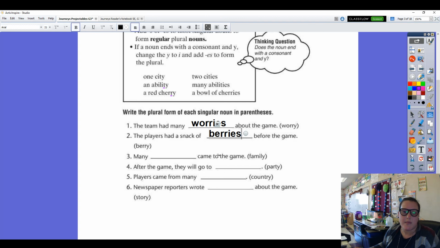Number 3, many blank came to the game. Family, we have an L before the Y. L is a consonant, so again, we're going to change that Y to an I. So we're going to have families.